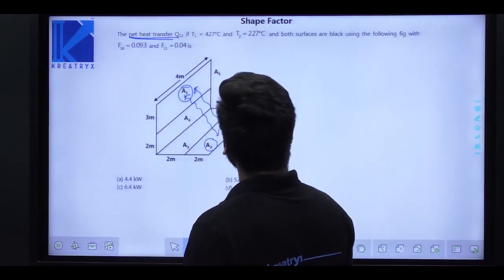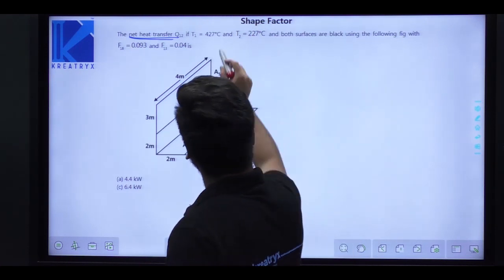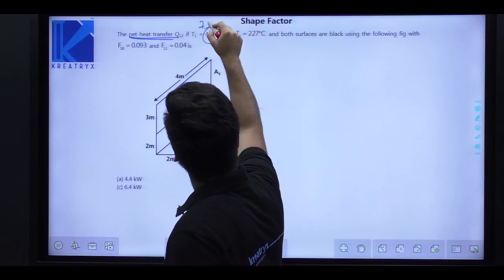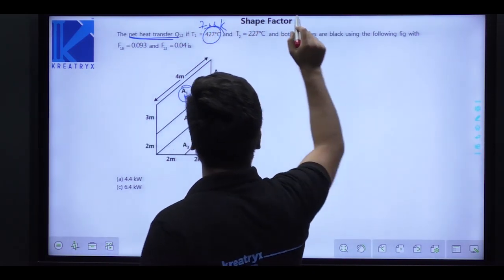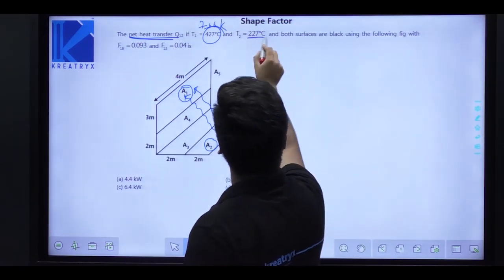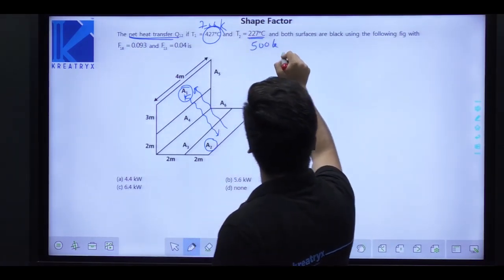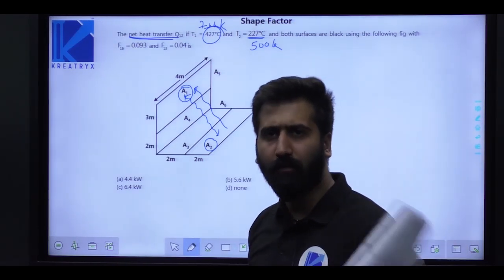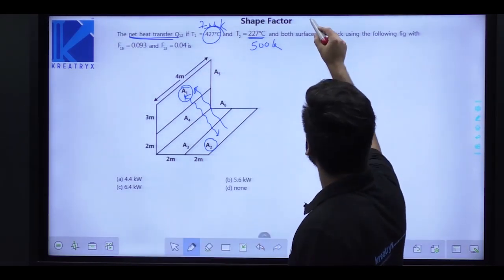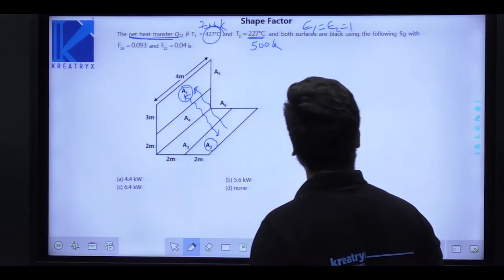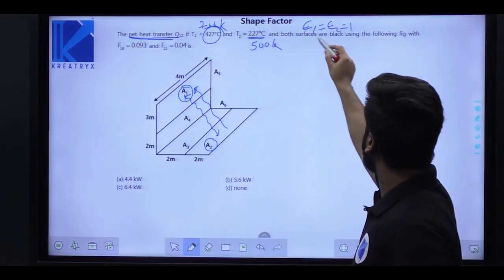If T1 is 427 degrees Celsius, that is 427 plus 273, which is 700 Kelvin. Change it into Kelvin here only. And T2 is 227 degrees Celsius plus 273, that is 500 Kelvin. And both surfaces are black, that means the emissivity of 1 and 2 is equal to 1, that is epsilon 1 equals epsilon 2 equals 1.